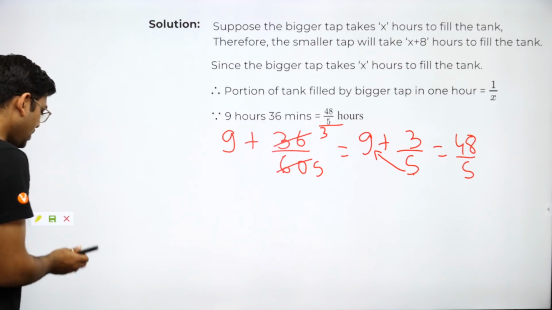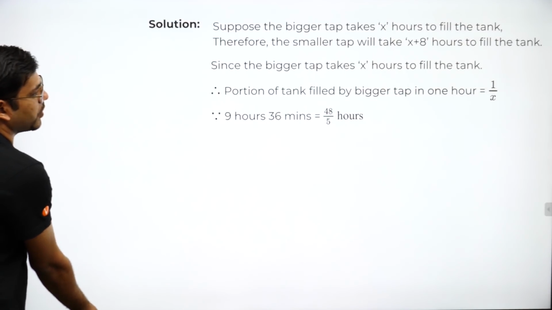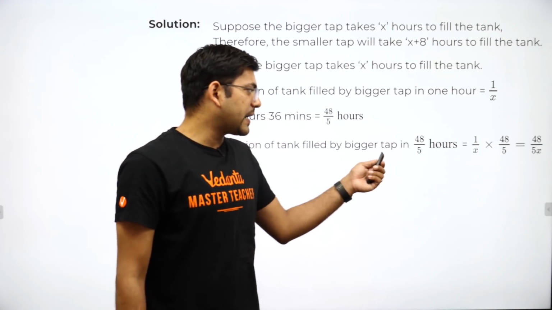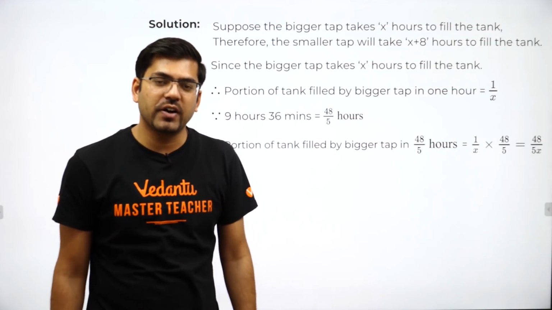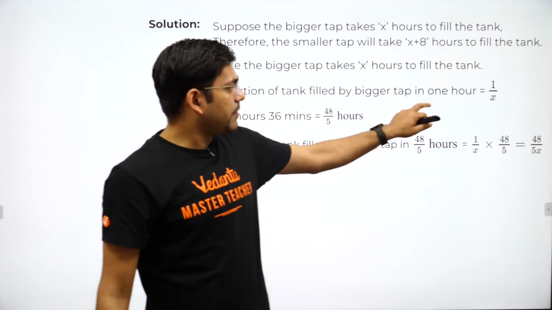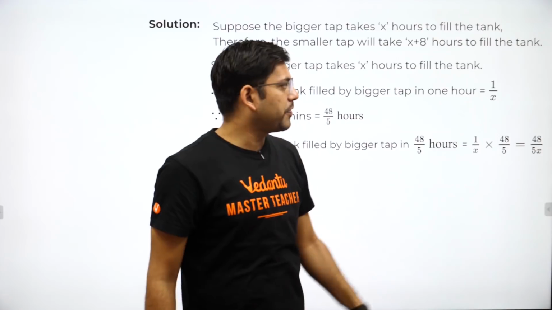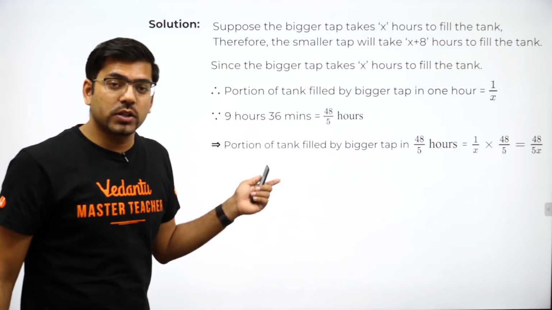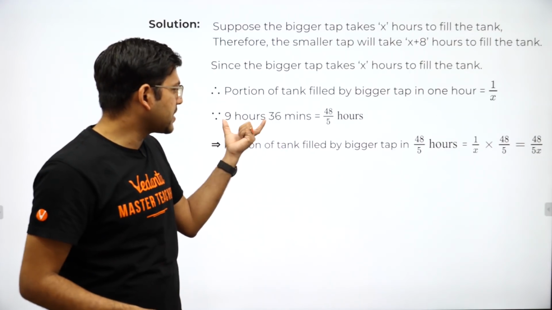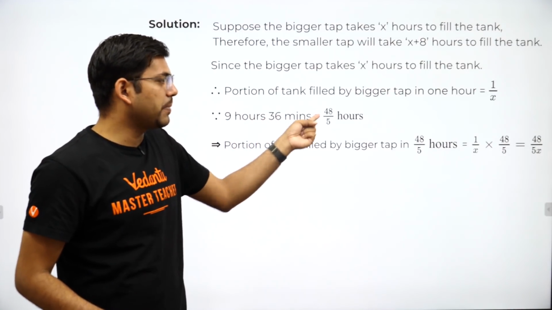Now, moving on to next. If it is 48 by 5 hours, then portion of tank filled by the bigger tap in 48 by 5 hours. Now see, pay attention. Using the unitary method, I have got that in 1 hour this much tank would be filled. But both the taps are on for not 1 hour, but for this much hours. 9 hours 36 minutes means 48 by 5 hours.